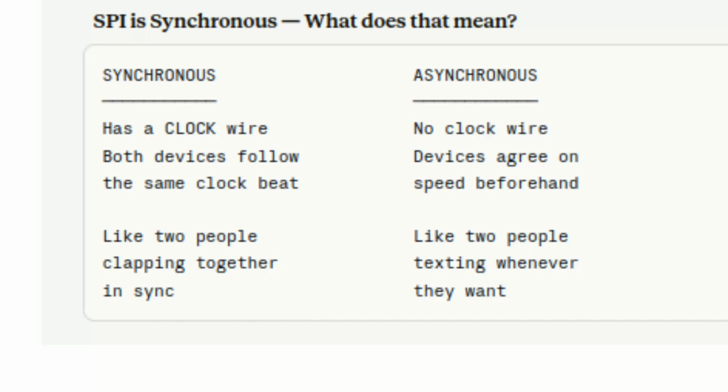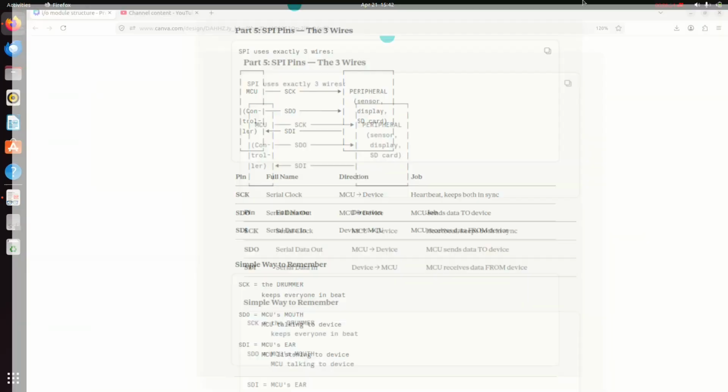SPI. Did I say CPI a lot of times? Maybe. I'm so sorry about that. It's SPI, okay? Serial peripheral interface. So SPI is synchronous, that is, there is a clock wire here, and both devices are following the same clock beat. Understood?